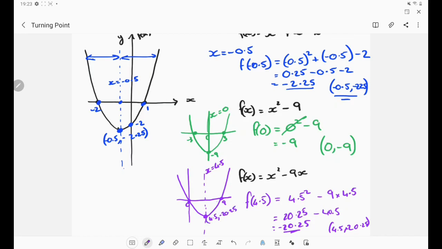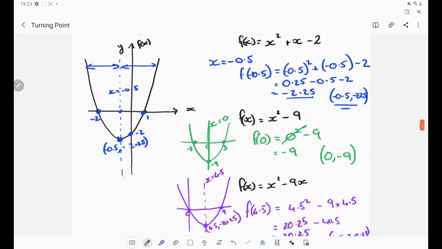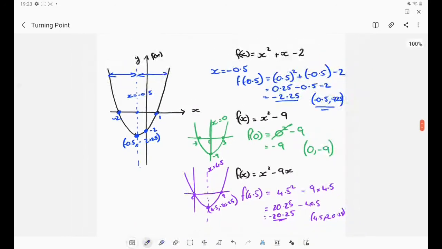So to recap, finding the turning point. The easiest way to do it is find the midpoint of your roots, because that is your x coordinate. You may recognize that that is the same as your axis of symmetry. Once you have that midpoint, you substitute it in to your quadratic, and after you've worked through the calculation, the answer is your y coordinate, and that gives you your turning point x, y.